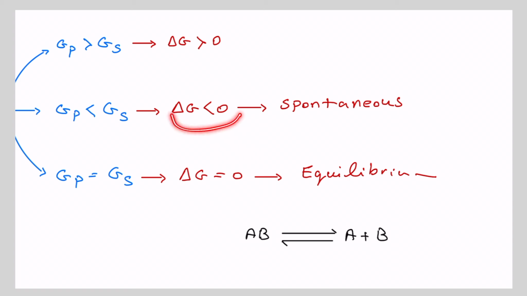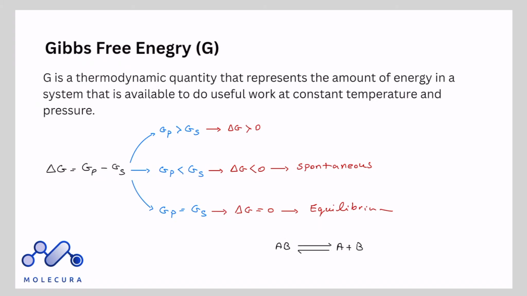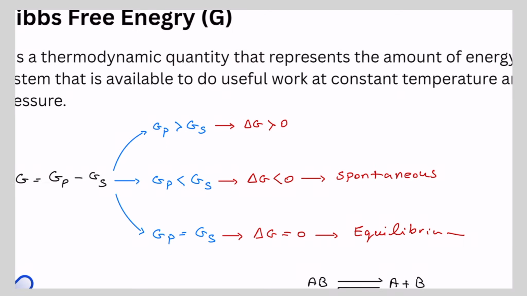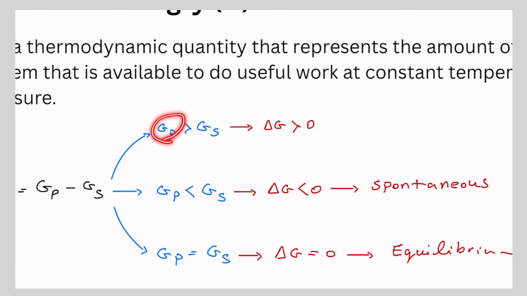If the delta G is less than 0, the reaction is spontaneous. It means that it's going to happen, but it will not tell us how fast it's going to happen. And in the other scenario, if the products have more energy than the substrate, extra energy is needed for this reaction to go forward.